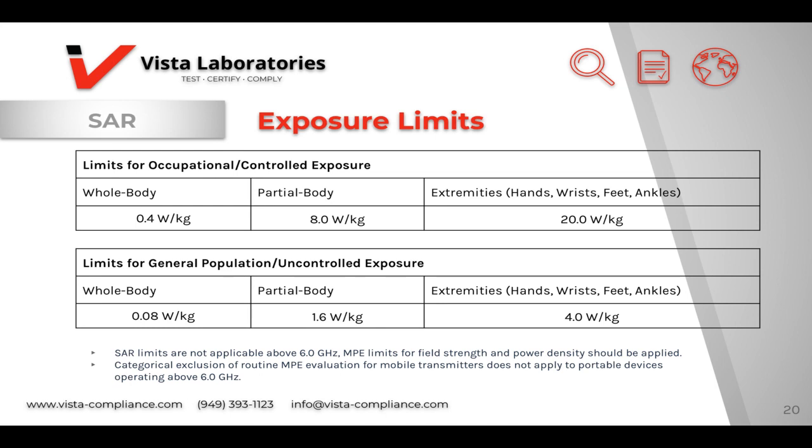Here are the limits. For occupational and controlled exposure, you can see that the limits are much more relaxed than for general population and uncontrolled exposure. Whole body means your whole body is exposed, so it's averaged over your whole body, versus partial body or extremities. Partial body means it's averaged over 1 gram of tissue, in the shape of a cube. And the extremities would be for your hands, wrists, etc., averaged over 10 grams of tissue in the shape of a cube.